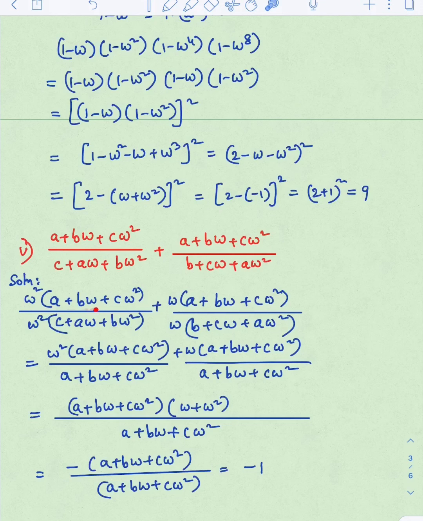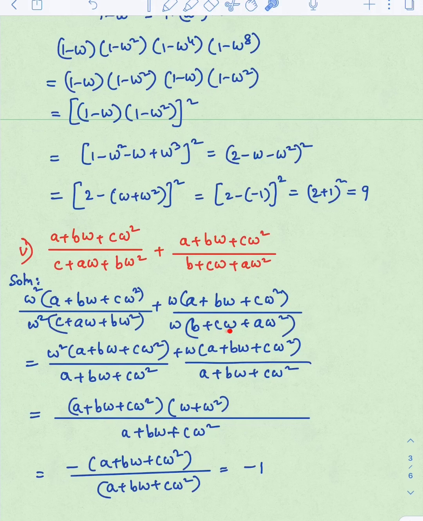Not the numerator. Now let us focus on the denominator. Okay, so this is the same here, this is also the same. In the denominator, what will it become? c omega square. You can see here. And b omega square into omega square means b omega power 4. Omega power 4 is omega, so b omega. a omega into omega square is how much? a omega cube. That is a into 1. That is a.